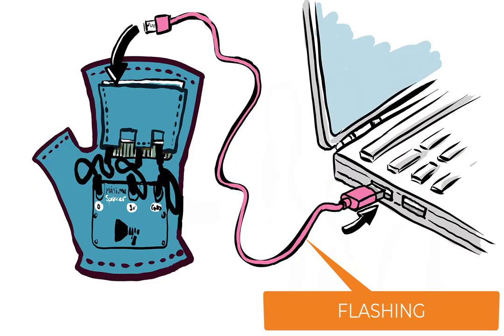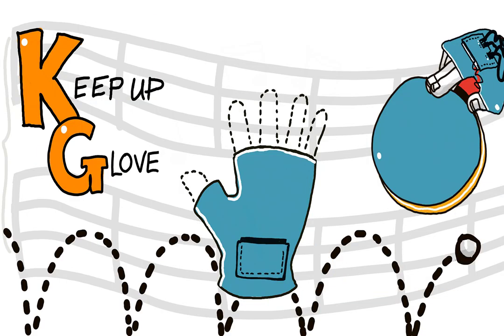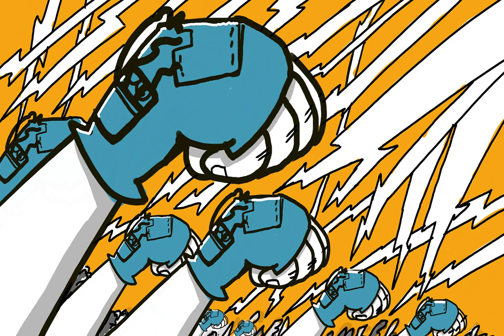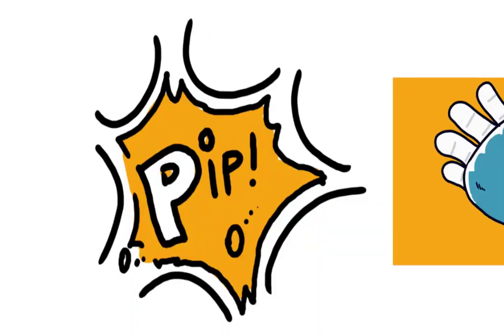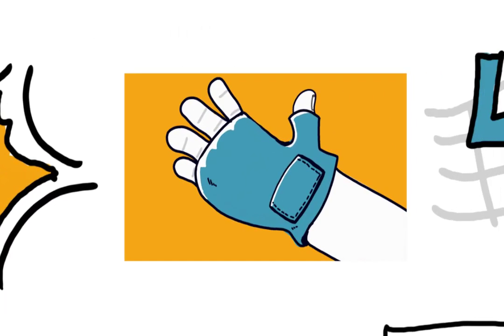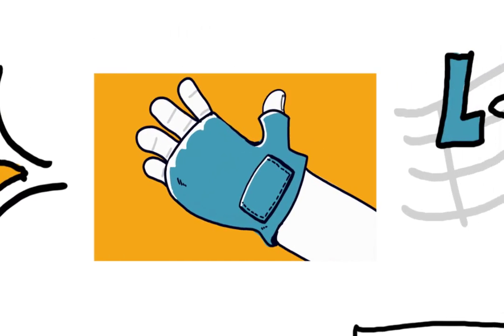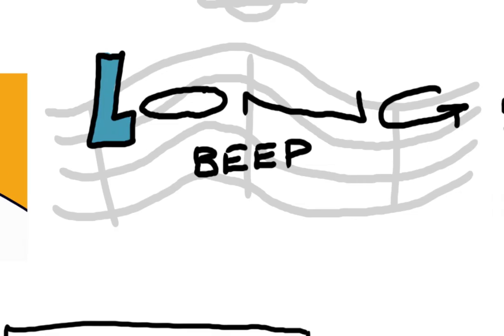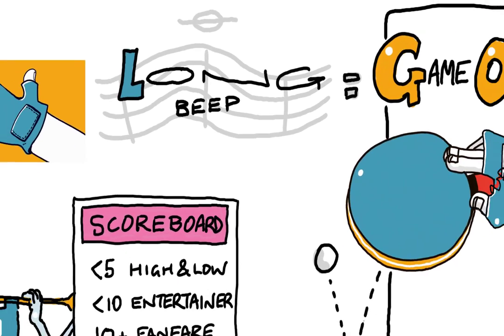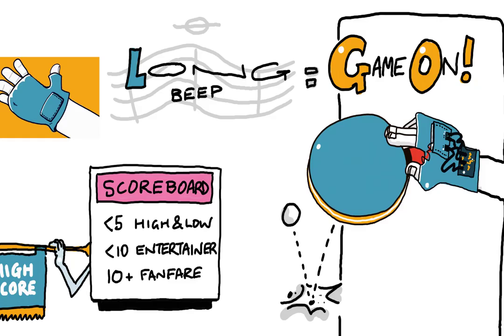Flash your code onto the microbit and play the Keep Up Glove game. Remember, practice makes perfect. Let's just recap the different sounds. When you turn the glove on, a really short pip sound lets you know your code is running. When you turn the glove palm up, you get a long beep sound to let you know the game has started. Every time you bounce the ball in the air, you get a medium length beep to let you know that the glove sensed the ball bouncing.